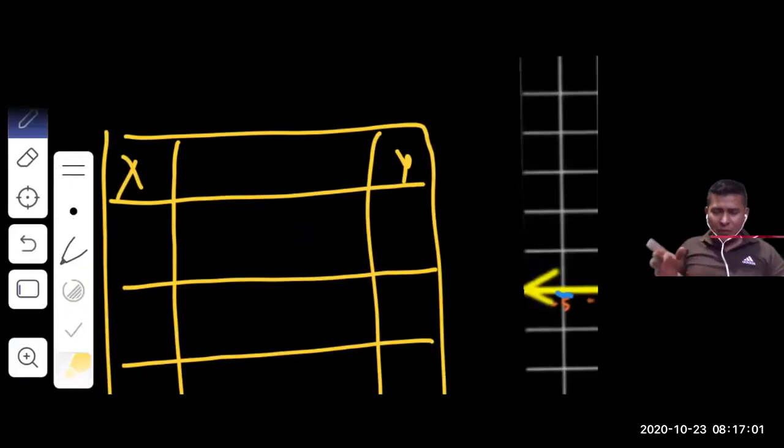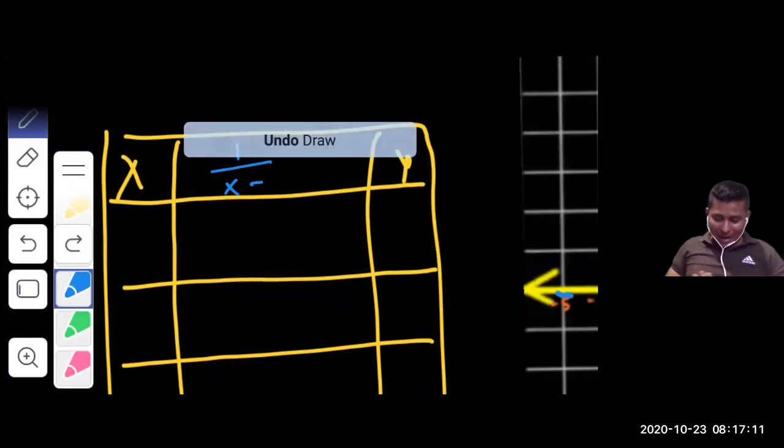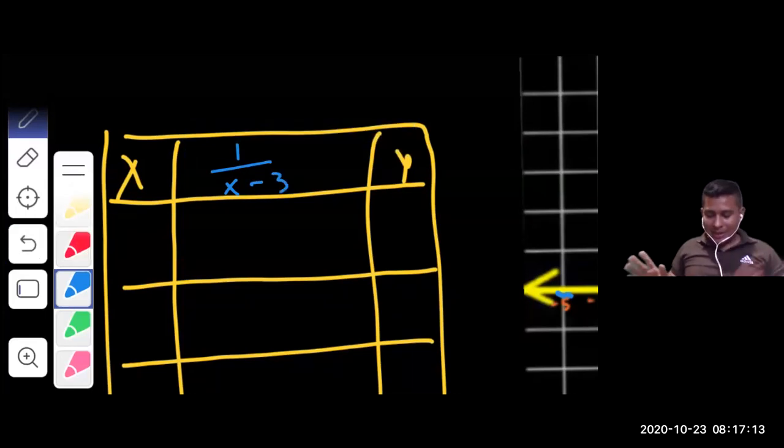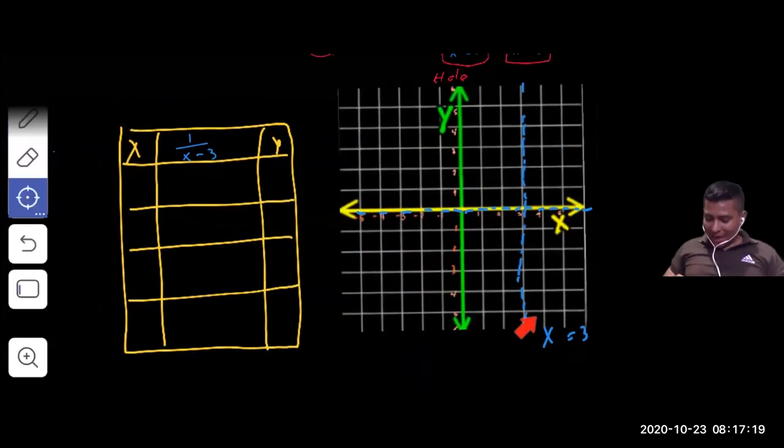Let's copy the last function. We can use the original function, but I'm going to use the last function, that is 1 over x minus 3. Okay, minus 3, no problem. This is the first mistake that we made in this class. Let's take values, guys, to the left and right of the vertical asymptote.